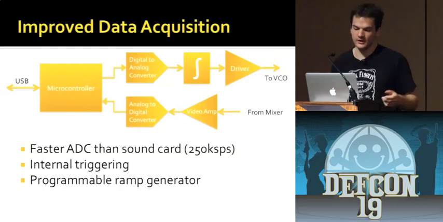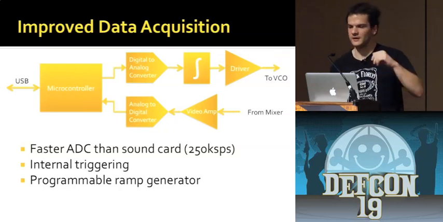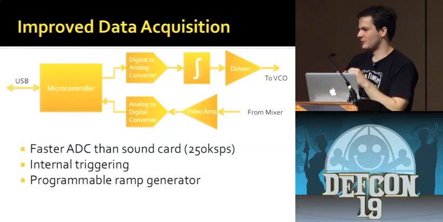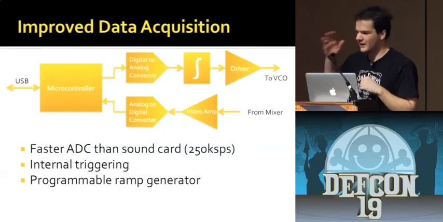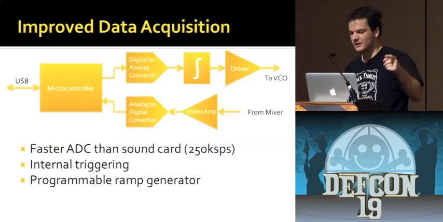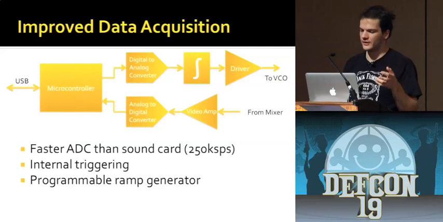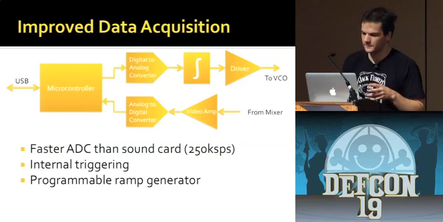The other advantage is internal triggering, which basically means I start the ramp and I know where the ramp is, and then I start a capture at a certain point. I capture data really fast, and then it's done, and I send it back to the computer. So it's completely self-contained. I don't have to deal with processing it later to do the triggering, and that makes a lot of the real-time stuff a lot easier.